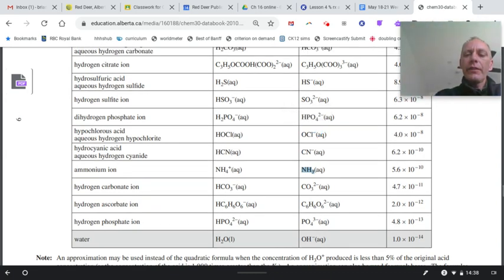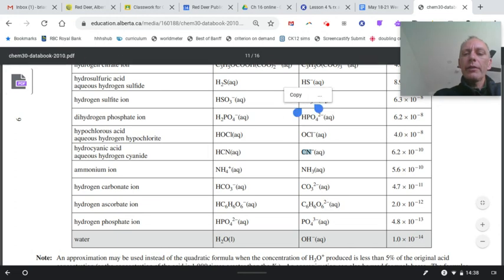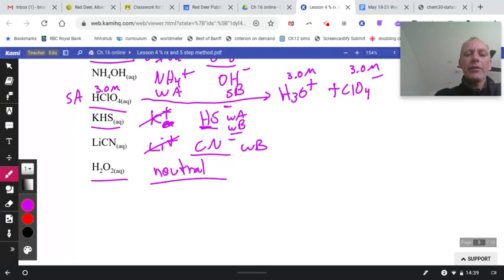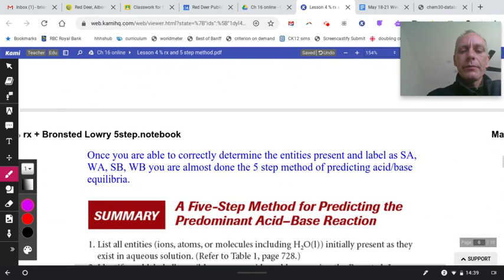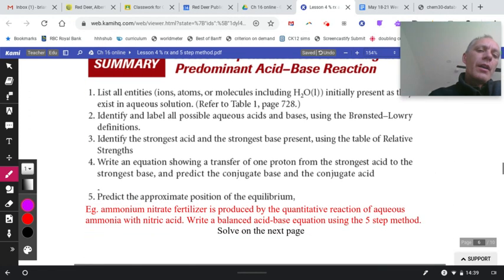By the way, there's that CN minus that we were talking about as a weak base. Oh, here's HS minus in your table as a weak base. It's funny that they have it as a weak base here, but they don't have HS minus as a weak acid. And the table that I showed you had HS minus as a weak acid, not as a weak base. So tables don't have all of the acids and bases in them, right? Just like your redox table didn't have every oxidizing and reducing agent. So it depends on the table you're using.